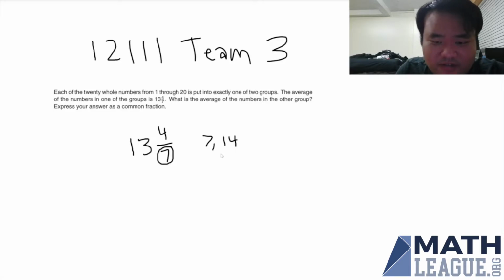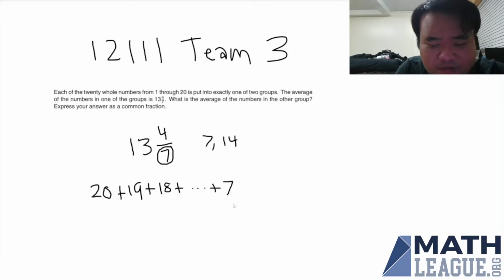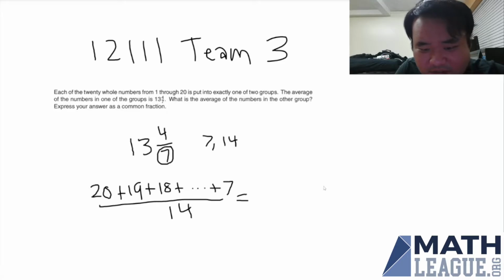Let's start with 14. So, if there are 14 elements in the group, then the maximum that the average can be is if we take the 14 largest numbers, all the way up to 7, and we divide by 14. This is equal to the sum of the numbers from 1 through 20 inclusive minus the sum of the whole numbers from 1 through 6 inclusive.